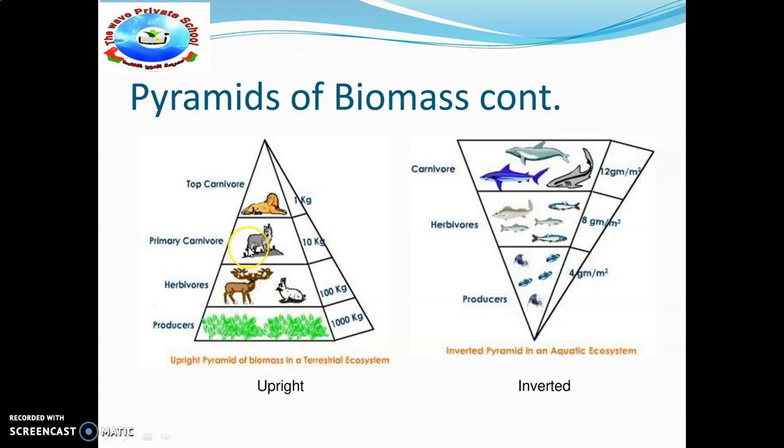herbivores, primary carnivores and top carnivores. But in the inverted pyramid you can see the producers have less mass than the herbivores and carnivores.